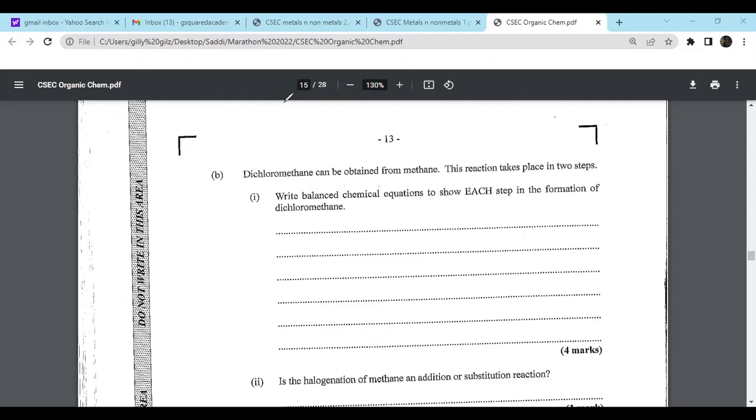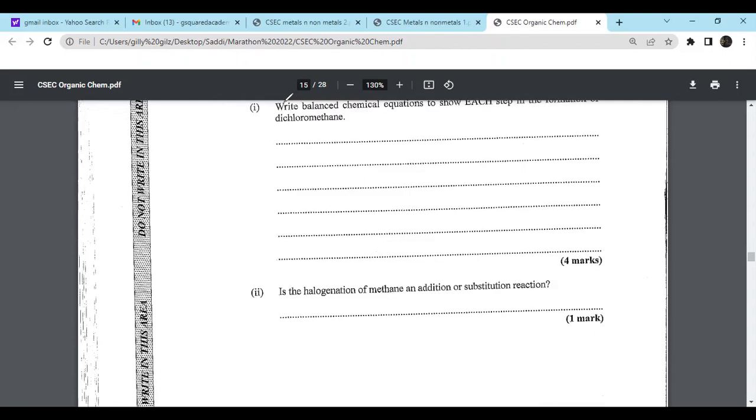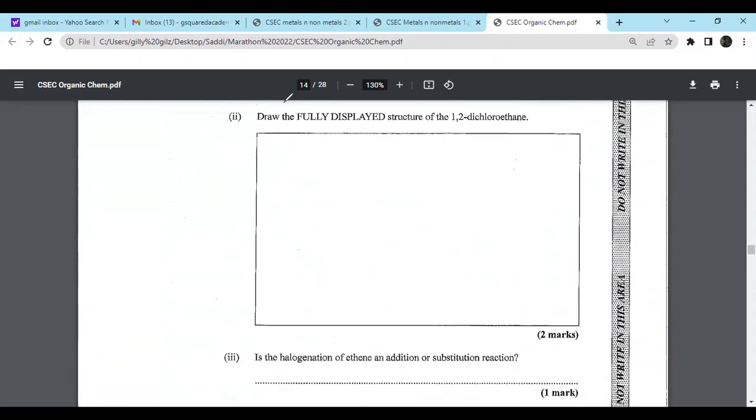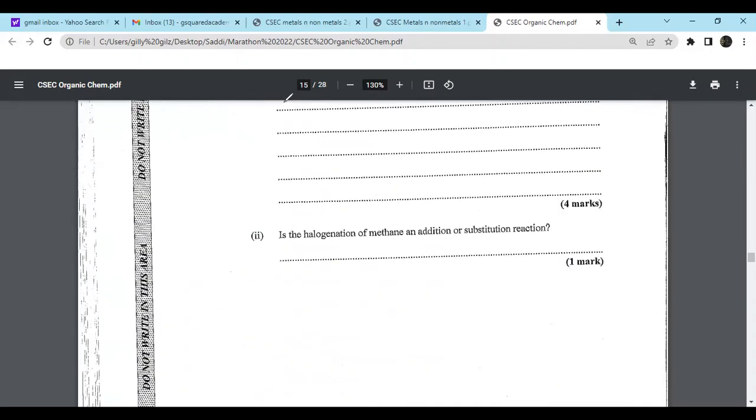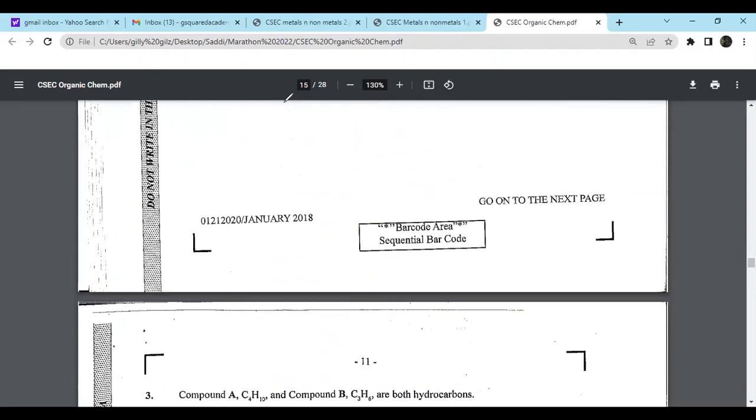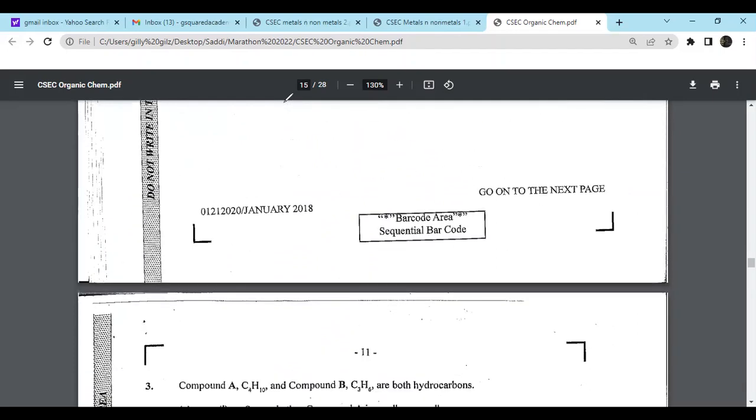Okay, so we proceed again. Is the halogenation of methane an addition or substitution reaction? They're basically telling you, because from up here we did the addition. So this clearly is substitution because you're replacing the hydrogens with the chlorine. Okay? And we're going to pause it there for the organic chemistry, and we're going to move on now to the next aspect of things.